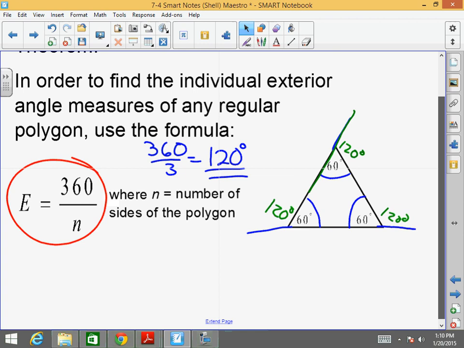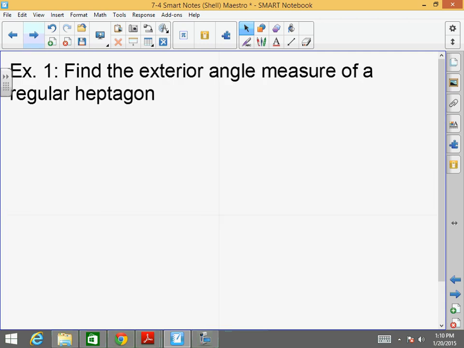Pretty simple, right? That's the lesson. Okay, that's it. Easy peasy. Find the exterior angle measures of a regular heptagon. Okay. How many sides in a heptagon? 7. So, 360 divided by 7. Okay. You can use a calculator. So it's going to be 51 point something here. Let's see, divided by 7. 50, very good, sir.